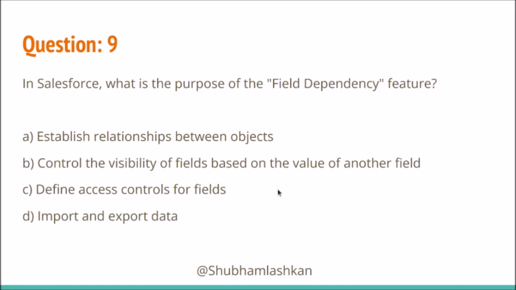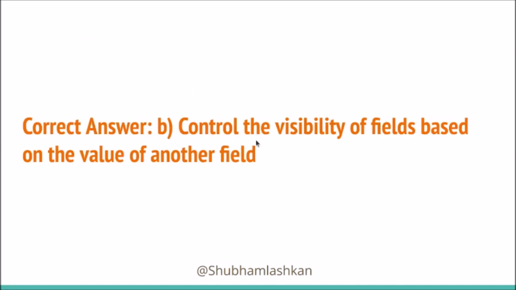Now they are asking about field dependencies. So if you have played with a pick list, you will be able to answer. I hope you are able to guess. Let's see the correct option. The correct answer is option B, control the visibility of fields based on the values of another field. And the next question is on your screen now.